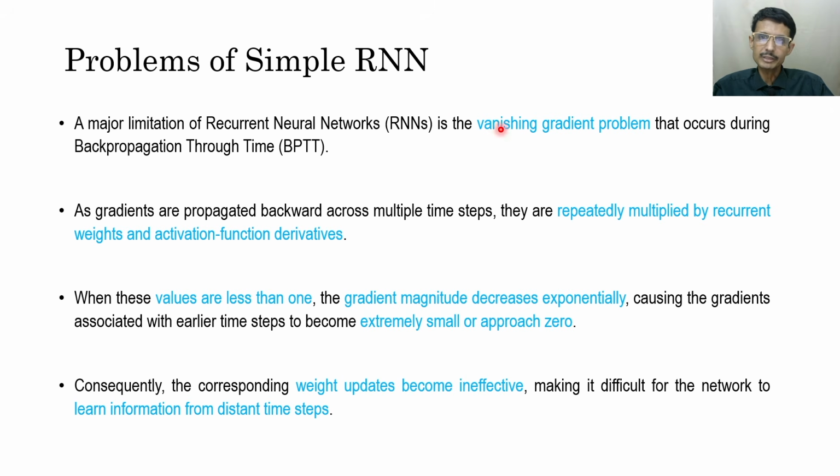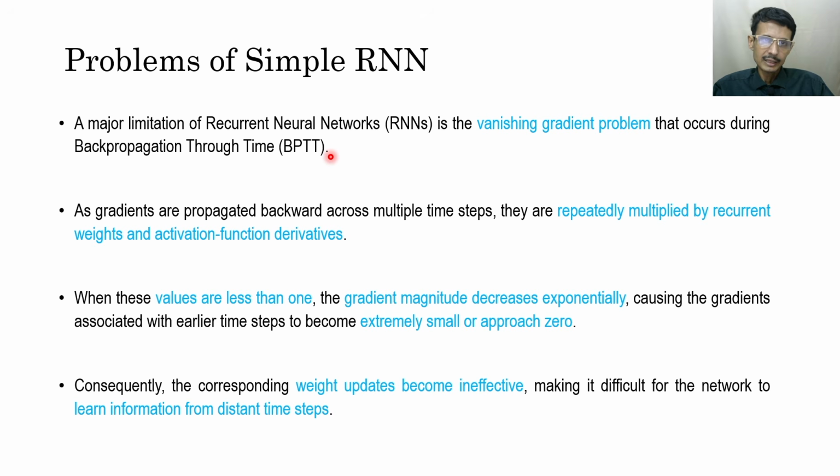So the first problem is vanishing gradient. Let's try to understand the major limitation of recurrent neural networks: the vanishing gradient. Why is it a very major problem? This occurs during backpropagation through time that we have discussed in the last class.